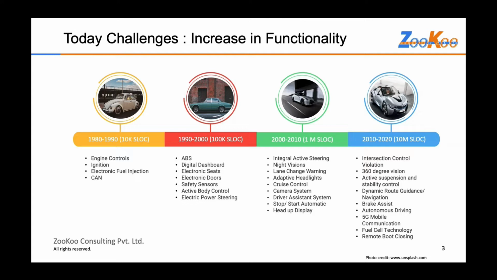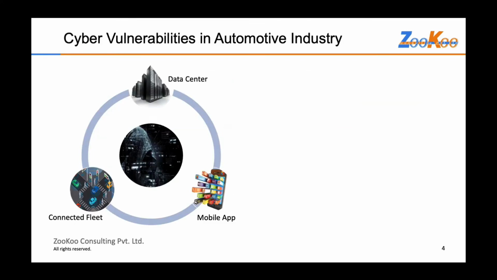So you will see here 10,000 SLOC, it starts increasing from there, and now in 2020, it was more than 10 million software lines of code. And now you can see there are so many control units and ECUs integrated. We need to check their integrations from one to the other. So these are the aspects we are facing. Another aspect is cyber vulnerability in the automotive industry.